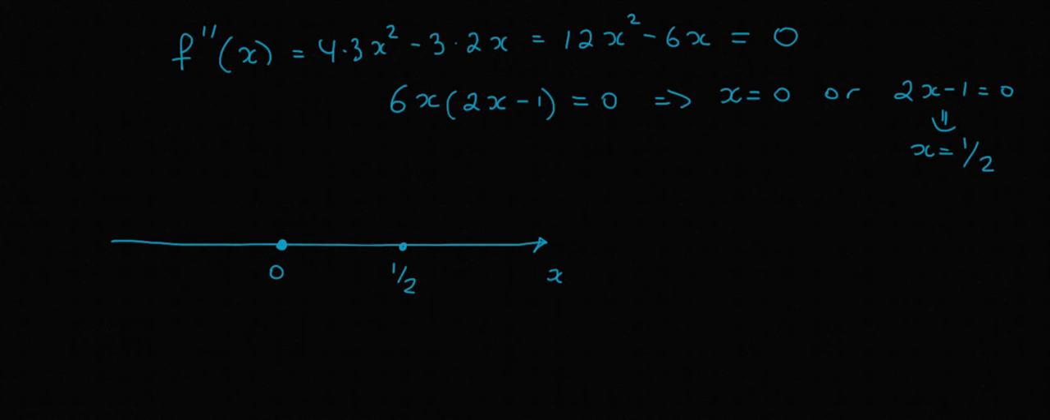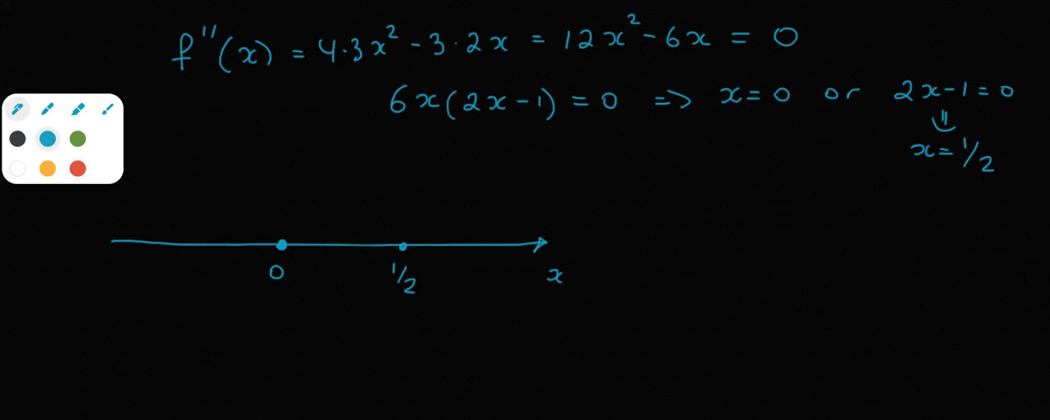The sign of the second derivative cannot change within one of these intervals, because if it did, then in order to change from, say, a positive value to a negative value, the second derivative would have to go through 0. But the only points where the second derivative turns to 0 are 0 and 1/2. So these are the only points where the change from positive to negative or from negative to positive values for the second derivative can occur.